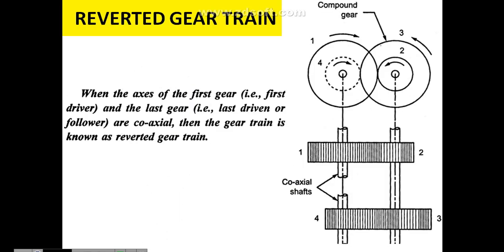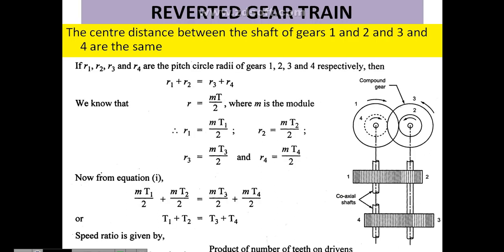Then coming to the reverted gear train. Reverted is the unique name we use here because when the axis of the first gear and the last gear, that is the last driven, are coaxial, then the gear train is known as a reverted gear train. You see the gear 1 axis and the last gear, the fourth gear axis, both are passing along the same axis line. That's why this is known as a reverted gear train.